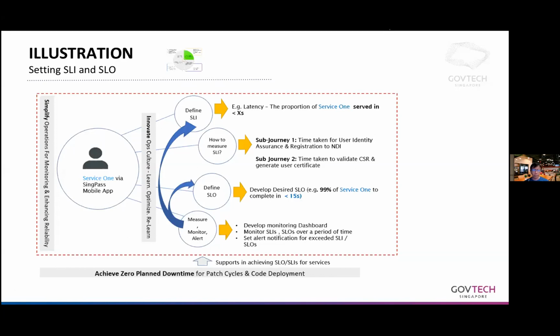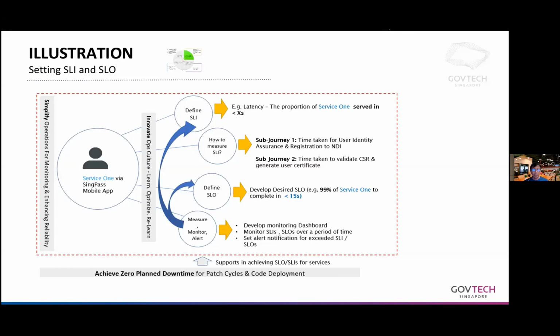And then from there, we decide how we are going to measure it, and what are each of the endpoints involved within this service journey itself. And we need to track the amount of time required to complete each of these activities. After that, we baseline our SLO. For example, here we have 99% of the authentication must be completed within 5 seconds. This is just an example.